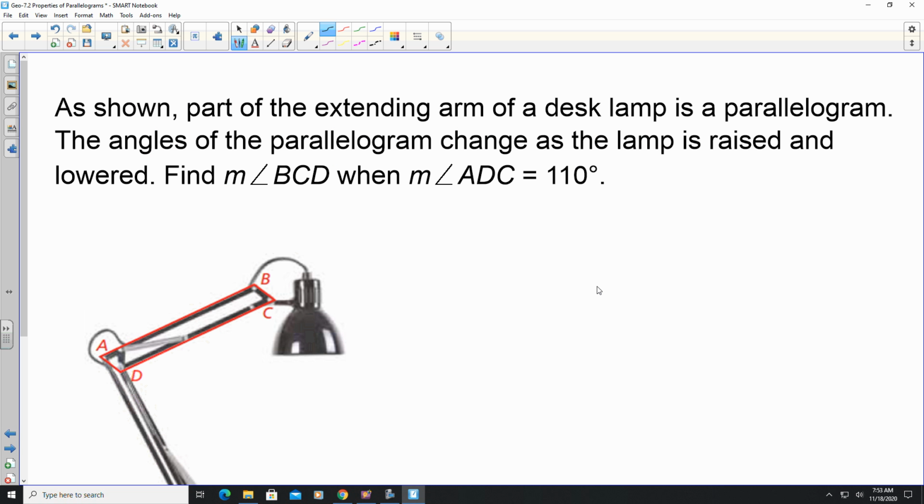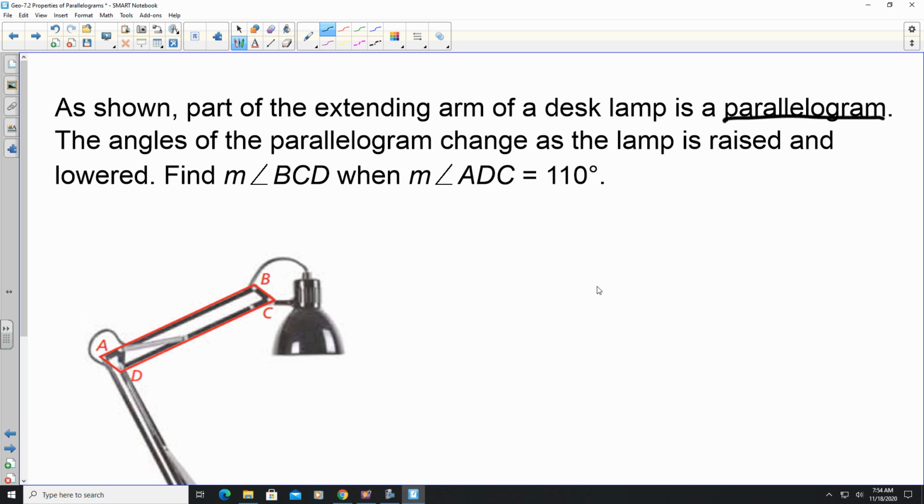So here it says, as shown, part of an extending arm of a desk lamp is a parallelogram. Since they tell us that, that means it possesses all the characteristics that a parallelogram has, all the theorems that we had, and so on and so forth. The angle of the parallelogram changes as the lamp is raised and lowered.